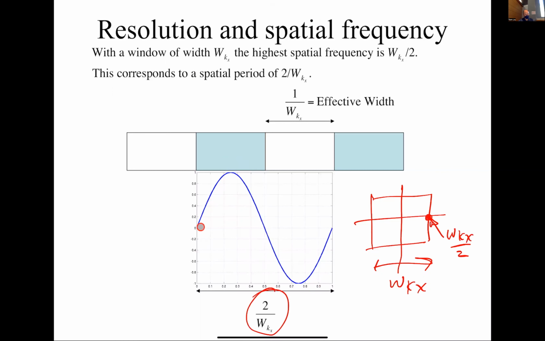And you can sort of see this function here that goes up and down, it could represent something that's changing up, down, right? And so the effective width, this width is 1 over WKX, it sort of makes sense that that's the resolution, right? Because something with this frequency could represent something that's changing at that rate. All right, so that's one way to look at it.